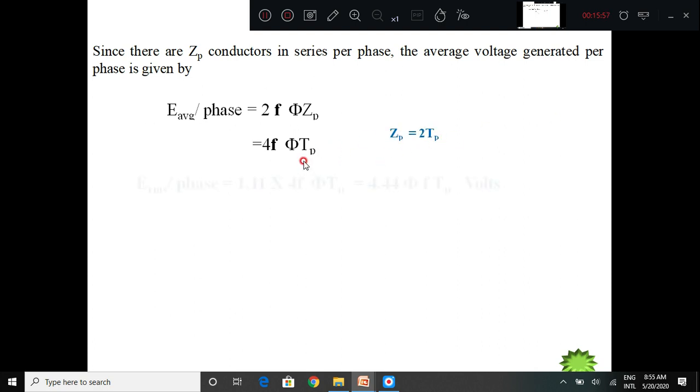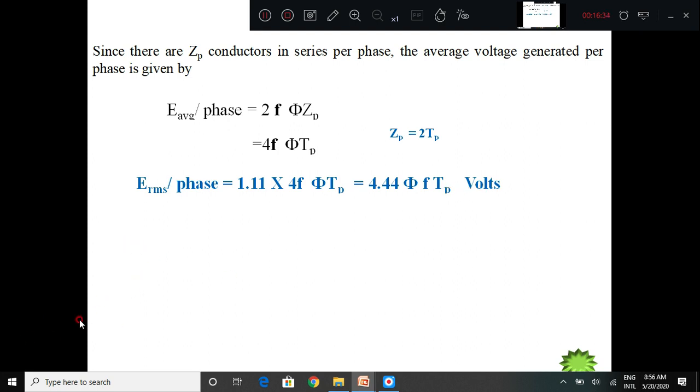I will explain. What we are calculating here is the average induced voltage per phase, that is 4 f phi into Tp. But what we are interested in is the RMS value of induced voltage. Therefore, to convert the average value into the RMS value, you have to multiply by 1.11. So I get 1.11 into 4 f phi into Tp, which is 4.44 f phi Tp volts.